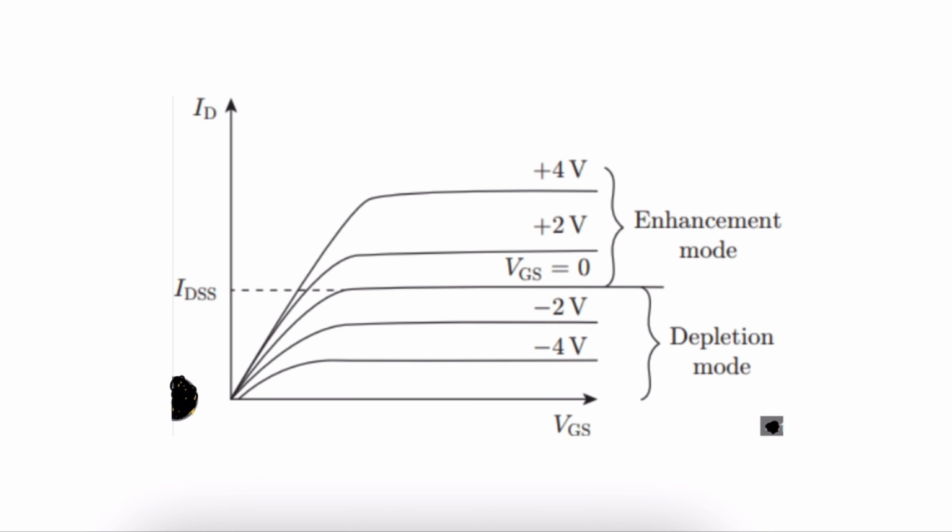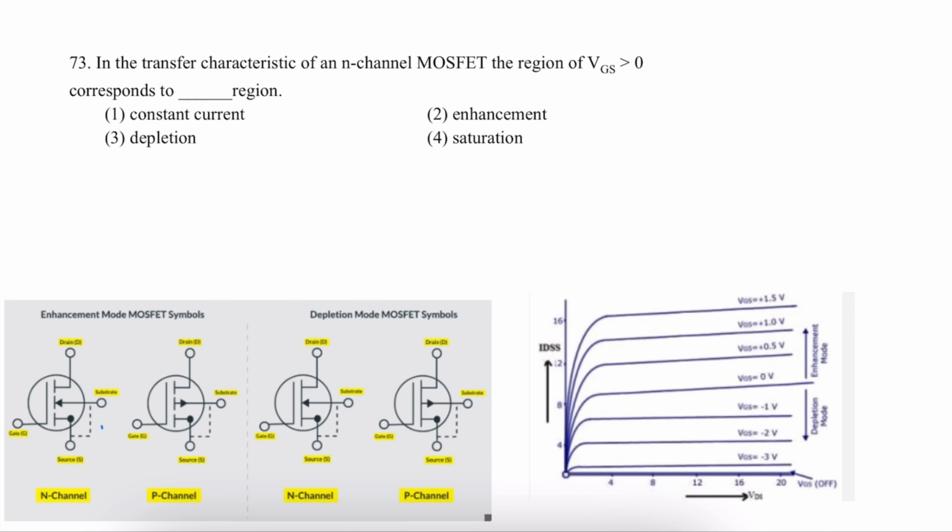So in these characteristics, if VGS is greater than 0, it is in enhancement mode. If VGS is less than 0, this MOSFET operates in depletion mode. So the correct option is: for VGS greater than 0, it operates in enhancement mode. If VGS is less than 0, it operates in depletion mode. So the symbols for enhancement mode MOSFETs and symbols for depletion mode MOSFETs and characteristics are given.